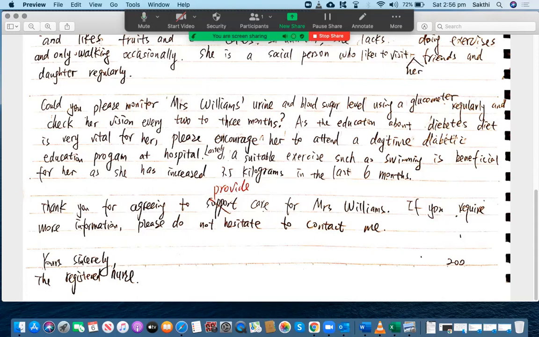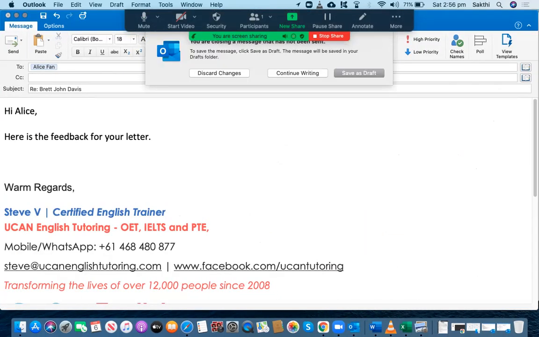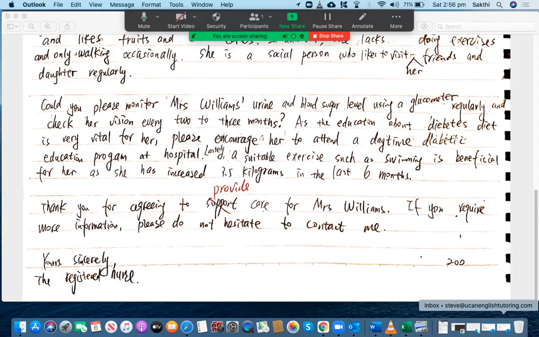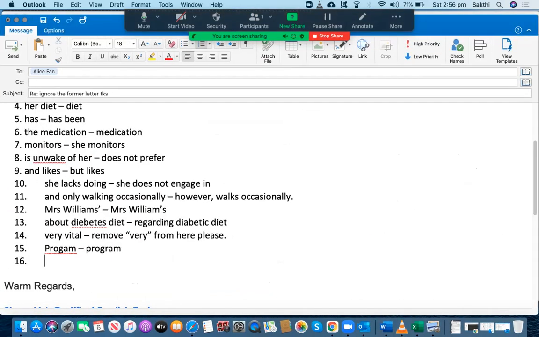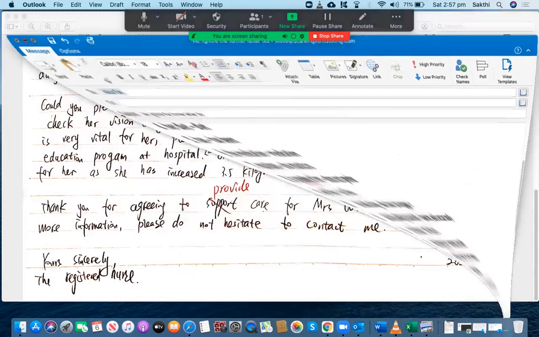Lastly, a suitable exercise such as swimming is beneficial for her as she has increased 3.5 kilograms in the last. Okay, as she has increased her weight of 3.5 kilograms, in the last 6 months. She must have mentioned the weight on the other one. Okay, it's here. So she has written only this, but she could have done 3.5 kilograms weight. This would have been much better. All right, let's go to the next one.